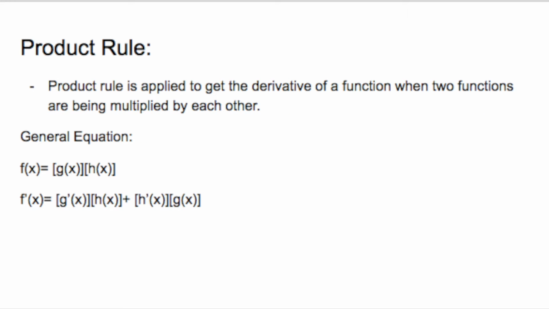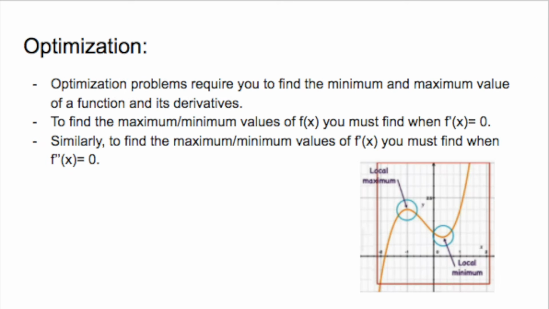So now we move on to our second learning goal, which is product rule. And product rule is applied to get the derivative of a function when two functions are being multiplied by each other. And as you can see here, we have the general equation listed below. And finally, we have our third and final learning goal, which is optimization.